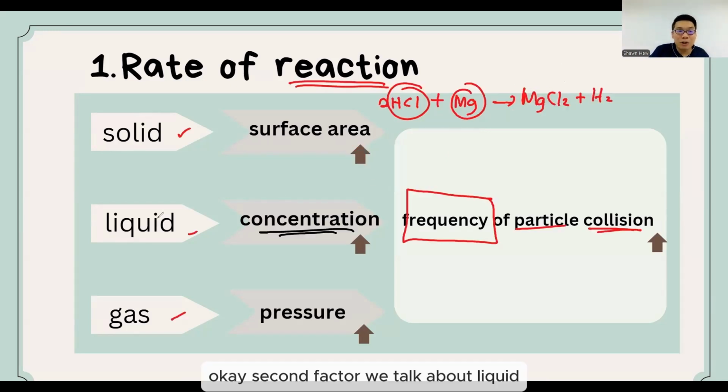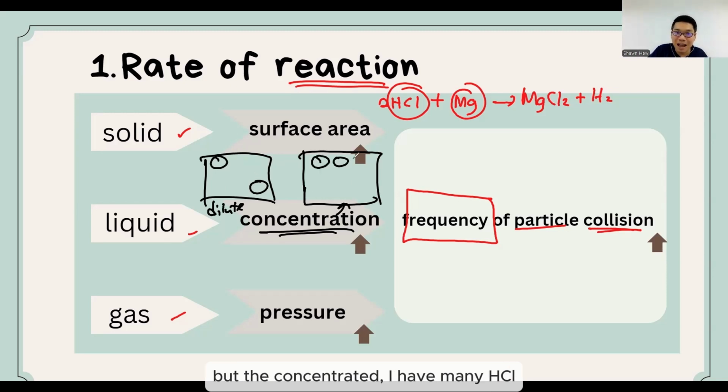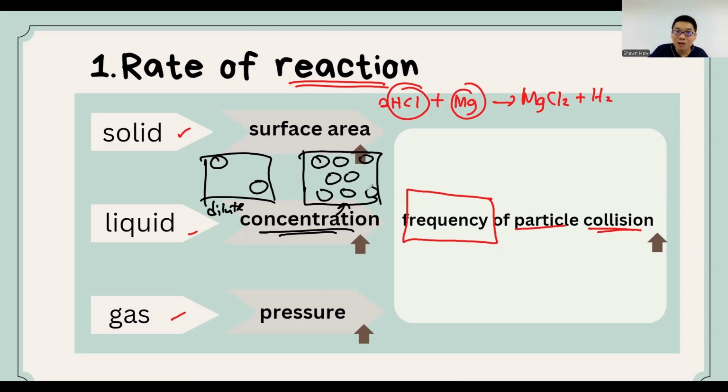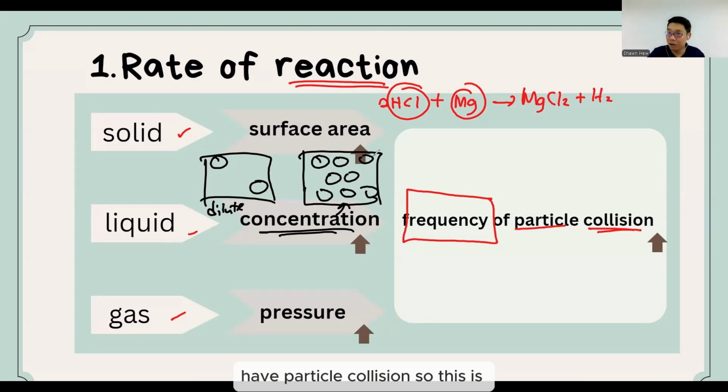Okay, second factor, we talk about liquid. When the concentration is higher, then the collision will be more frequent. Let's say this is a dilute acid. This is a concentrated acid. I might have 2 HCl in this region, but in the concentrated one, I have many HCl. That's why in the concentrated situation, it's very easy to have particle collision. So concentration of liquid can affect it.